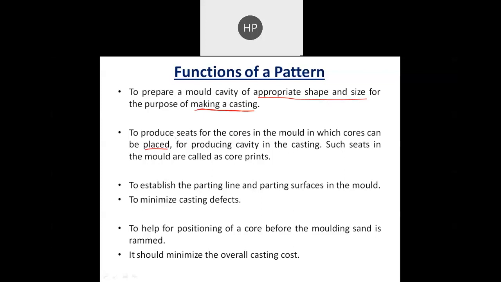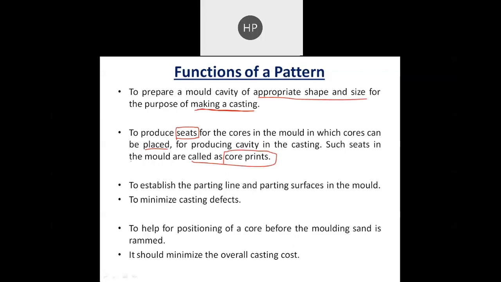So we have to fix the core, and for that we have to make the seats, and in those seats we will fix the core. So it is also a function of the pattern to produce a cavity inside the casting, and such seats in the molds are called a core print. This word is important, core print. What is a core print? It is the seats which are produced in the mold to fix the core.